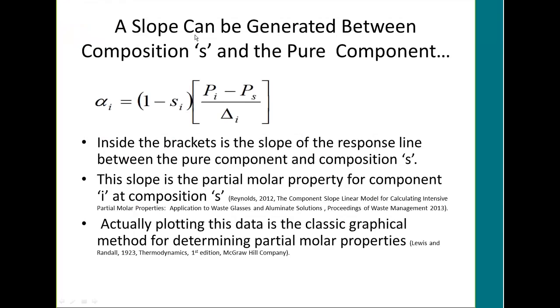All right, you can think of there being a slope between your standard component and your pure component. This is just a mathematical equation. Everything in the brackets is the slope between your standard component and the pure component. In thermodynamics, this property is called a partial molar property for an intensive component. If you think of it that way, you can add a theoretical interpretation to these otherwise empirical models.